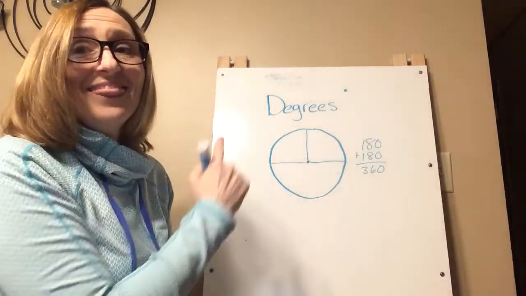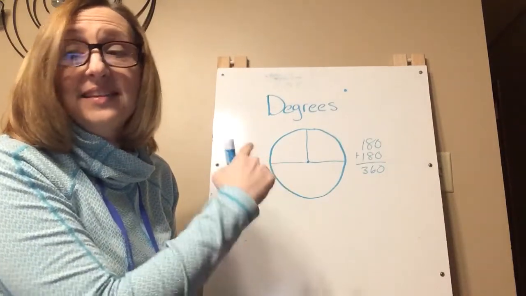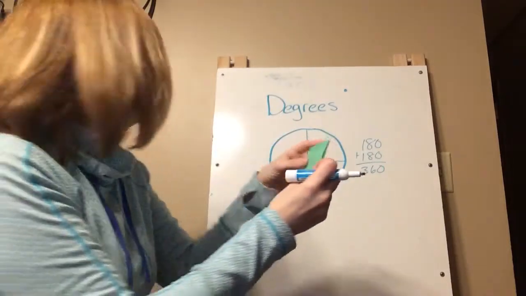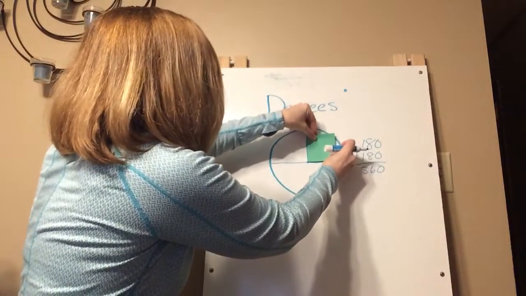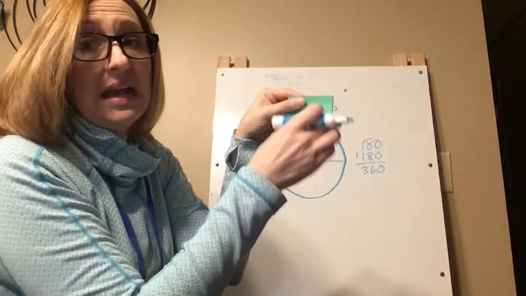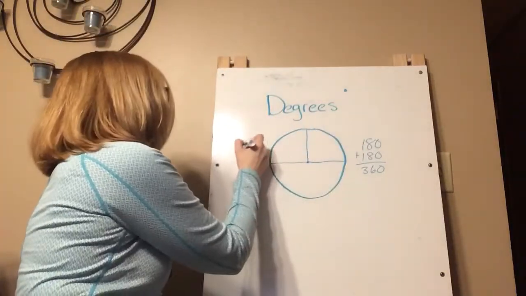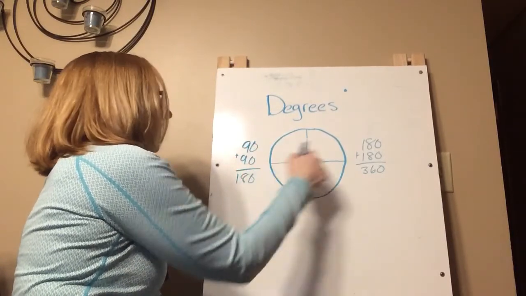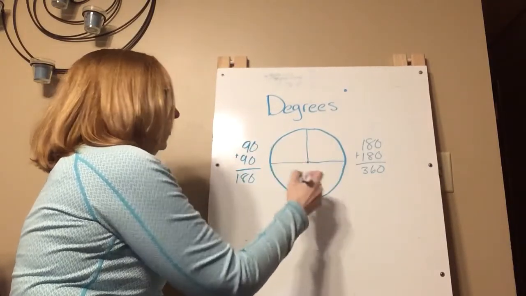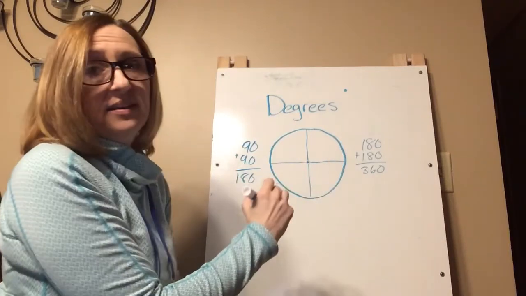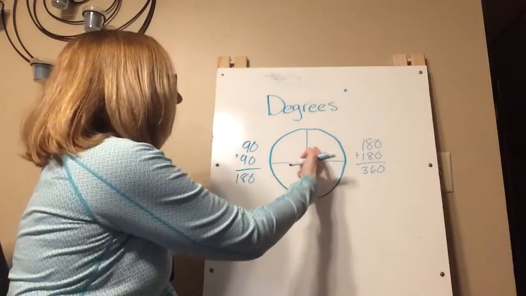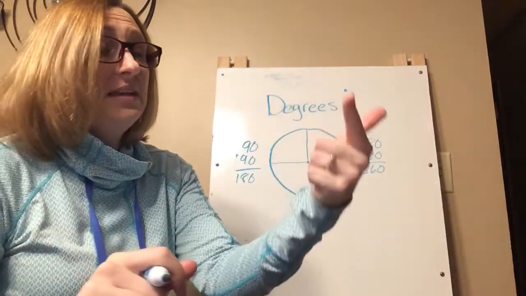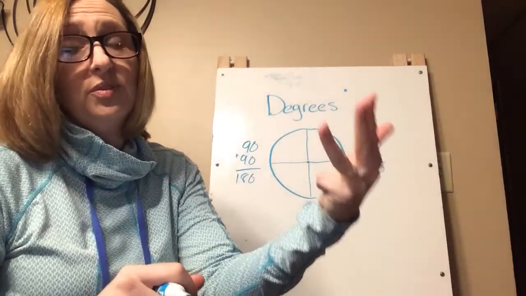Now if you look, that's the right angle. That's a 90-degree angle. So if we took a Post-it or something and put it into the corner, it would be our 90-degree angle, because 90 plus 90 gives us 180. So a circle, if you look at it in fourths, has four 90-degree angles, which means 90 plus 90 plus 90 plus 90 equals 360.